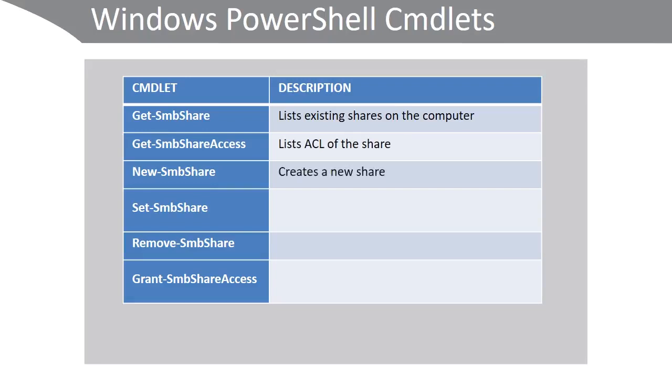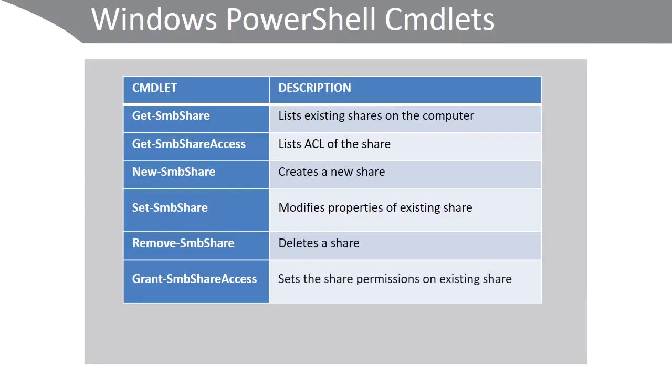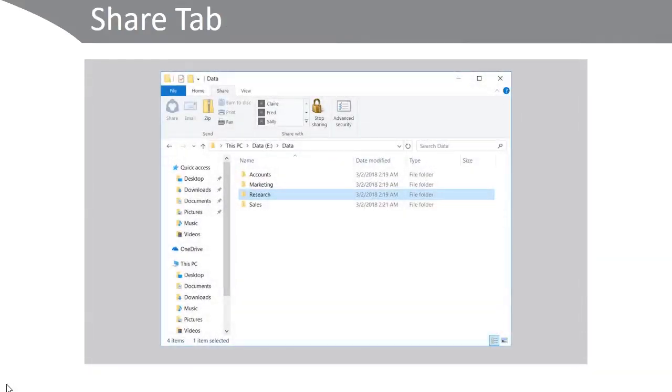The New-SmbShare cmdlet creates a new shared folder. Set-SmbShare modifies the properties of an existing shared folder. Remove-SmbShare deletes a shared folder. And Grant-SmbShareAccess sets the share permissions on an existing share. You can also use the Share tab in File Explorer.